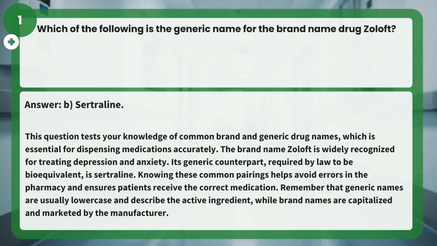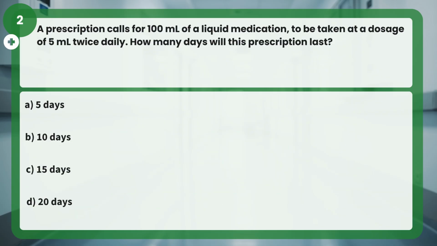Remember that generic names are usually lowercase and describe the active ingredient, while brand names are capitalized and marketed by the manufacturer. Question 2. A prescription calls for 100 milliliters of a liquid medication to be taken at a dosage of 5 milliliters twice daily. How many days will this prescription last? A. 5 days. B. 10 days. C. 15 days. D. 20 days.